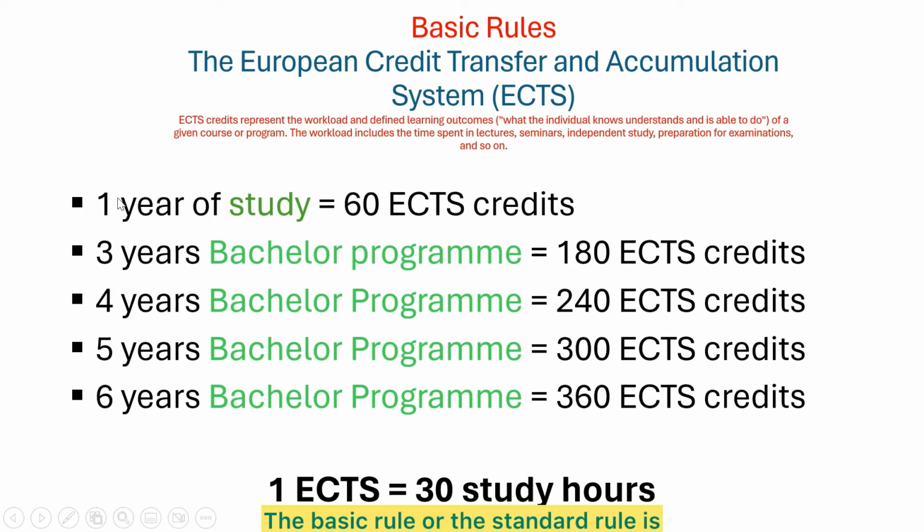The basic or standard rule is that if you study for a 1 year program, you're expected to have 60 ECTS credits. If you study for a 3 year bachelor program, you're expected to have 180 ECTS credits, and so on: 4 years, 5 years, 6 years. If you look at these, you will see the difference between each of these credits is 60 ECTS. So if you study for 7 years, just add 60 to 360 and you get the credits for 7 years. If you study for 8 years, add 60 to the next one. That's the standard, which might not be true in some cases. You also need to understand that one ECTS is equal to 30 study hours.